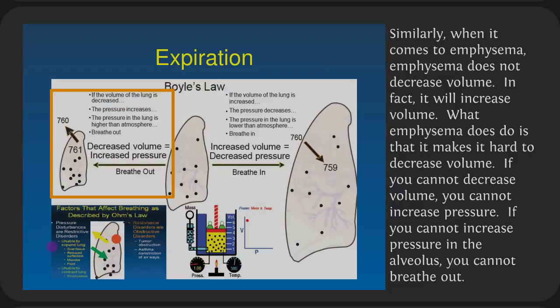Same here. When it comes to emphysema, emphysema does not decrease volume. In fact, it will increase volume of the lungs. What emphysema does do is that it makes it hard to decrease volume. If you can't decrease volume, you can't increase pressure. If you can't increase pressure, you can't breathe out. So you should read this in terms of it's difficult to decrease volume, then it's difficult to increase pressure, then it's difficult to breathe out. Or on this side, if it's difficult to increase volume because there's mucus in there, then it's difficult to decrease pressure, then it's difficult to breathe in.